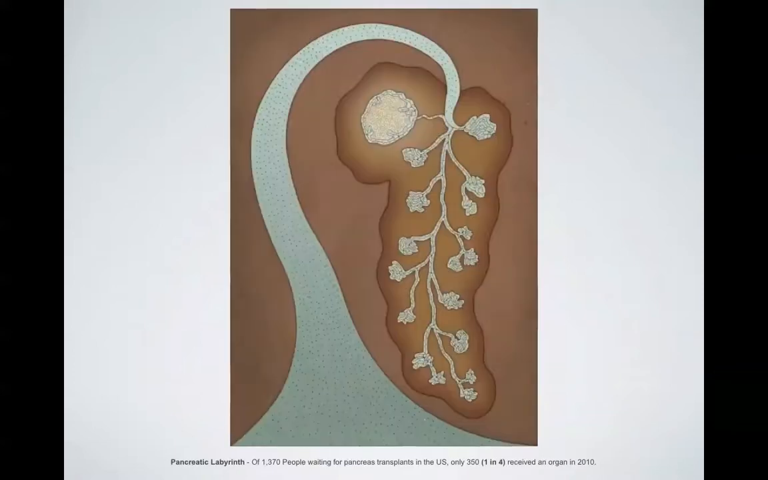And finally, the pancreatic labyrinth. I was actually surprised by the pancreas being an organ that was transplanted so heavily. Not as heavily as other organs, but the 1 in 4 people receiving their transplant, I thought was a very staggering number. And again, I've used the surrealist, Dali-esque combination with the actual representation of the organ on the inside, combined with the numerical data.